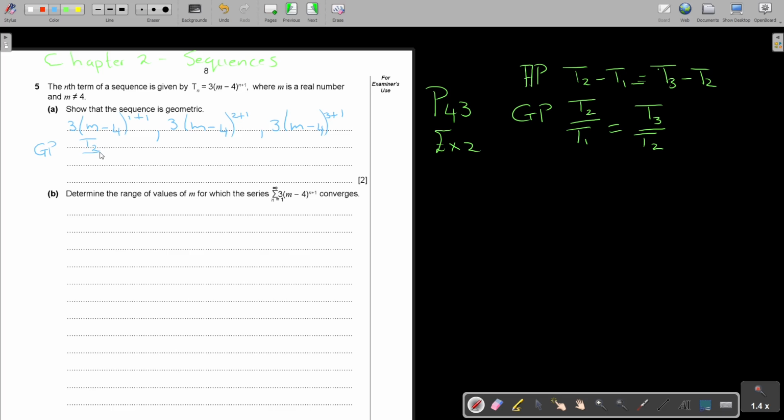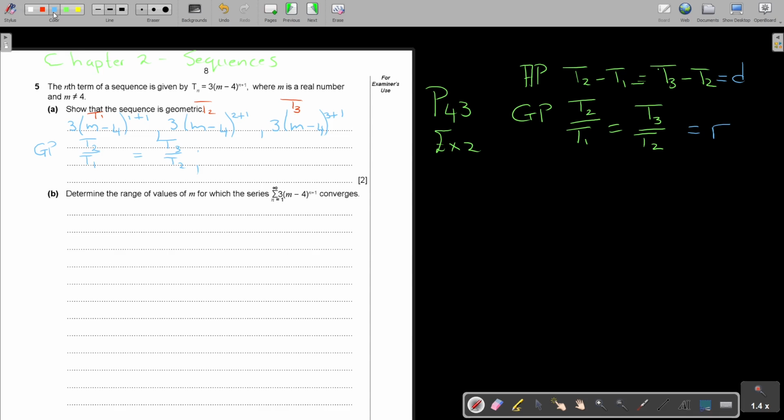So if I'm starting to prove for a GP, if I say T2 divided by T1, it must be equal to T3 divided by T2. Just remember that this will be the value of D also, and this will be the value of R. Okay, so let's just substitute it there. Remember, this is now T1, this one is T2, and that one is T3.